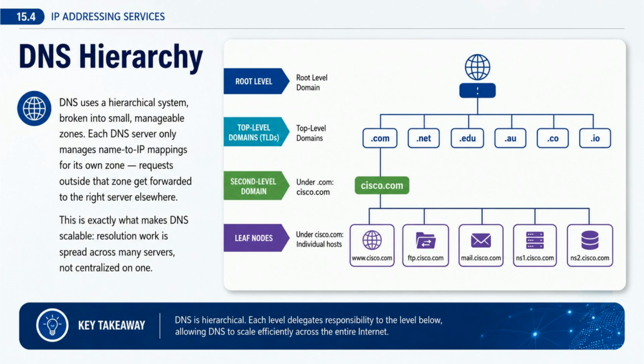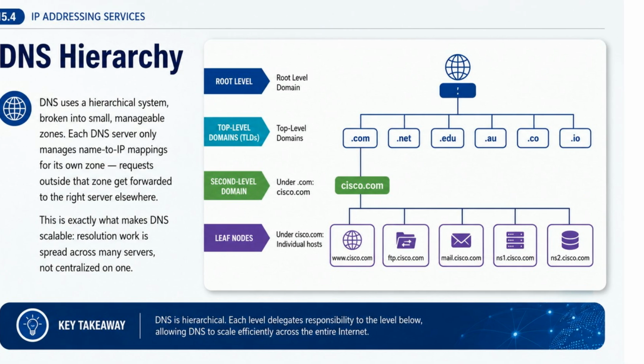DNS uses a hierarchical system broken into manageable zones. Each server only manages its own zone, forwarding requests outside that zone elsewhere. This hierarchy is exactly what makes DNS scalable, spreading resolution work across many servers instead of centralizing it. Walk the tree diagram on screen: root, then TLDs like .com, .net, .edu, then second-level domains like cisco.com, then specific hosts like www.cisco.com.